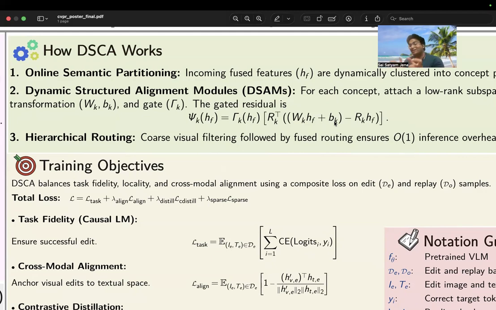WK and BK are trainable parameters, and RK is not a trainable parameter. It's just derived as a continual PCA on the clusters of HF which you are forming, which you are calling one concept. And then again we move them back by RK transpose to the original HF space, because the model should have HF in the dimension in which it originally produced, right? So the delta HF should have the same dimensions as HF.